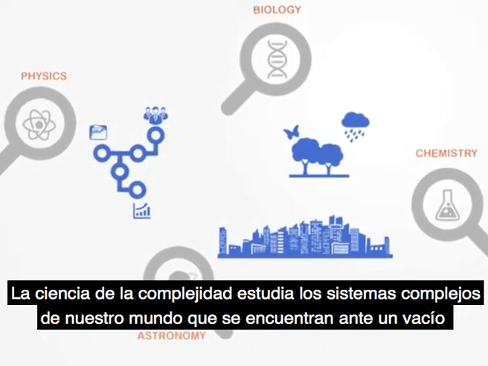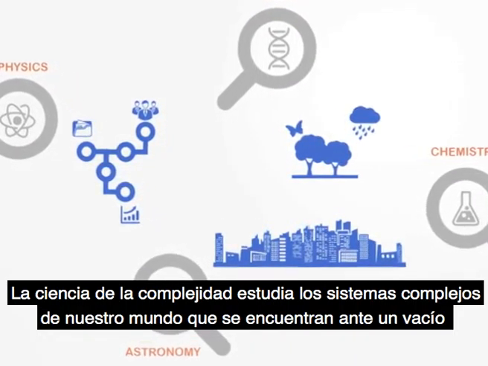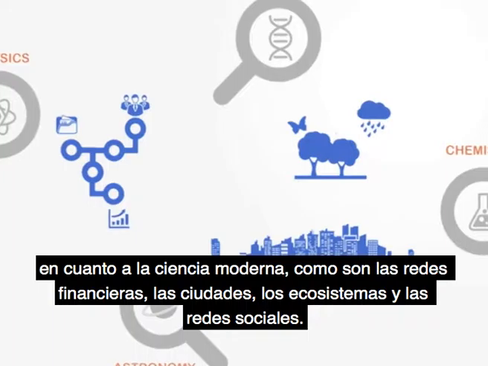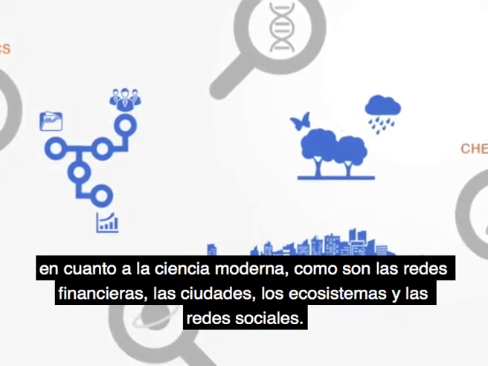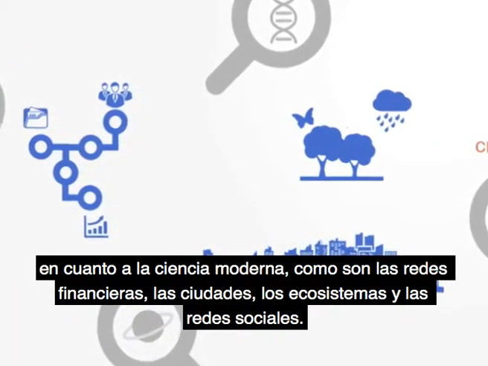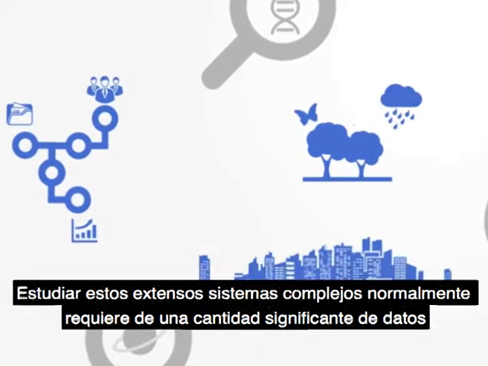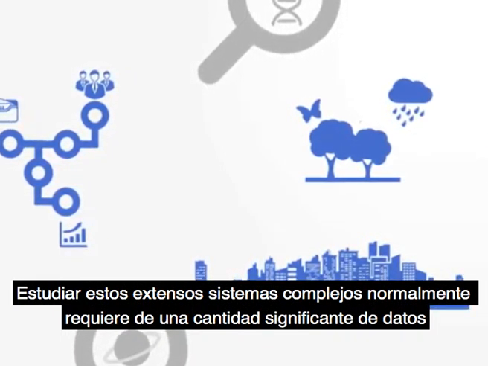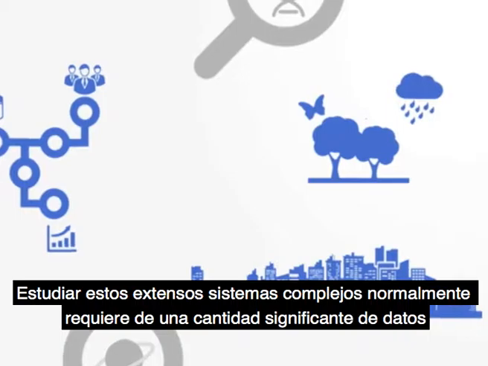Complexity science studies the complex systems in our world that have previously fallen between the gaps in modern science, such as financial networks, cities, ecosystems, and social networks. Studying these large, complex systems typically requires significant amounts of data.